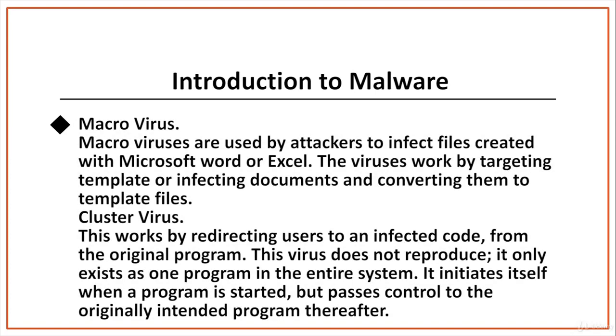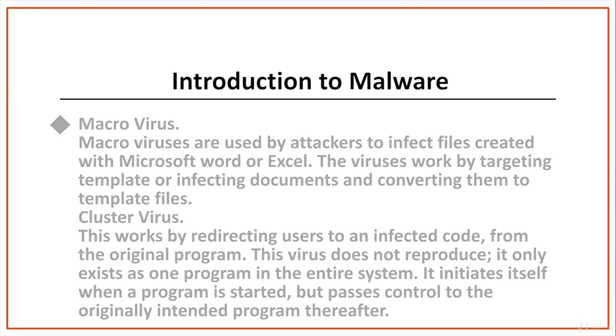Macro viruses are used by attackers to infect files created with Microsoft Word or Excel. The virus works by targeting templates or infecting documents and converting them to template files. Cluster virus. This works by redirecting users to an infected code from the original program. This virus does not reproduce, it only exists as one program in the entire system. It initiates itself when a program is started, but passes control to the originally intended program thereafter.